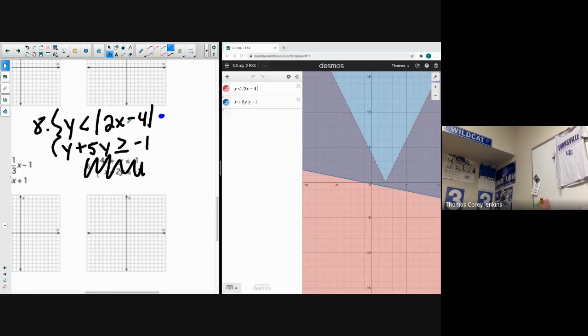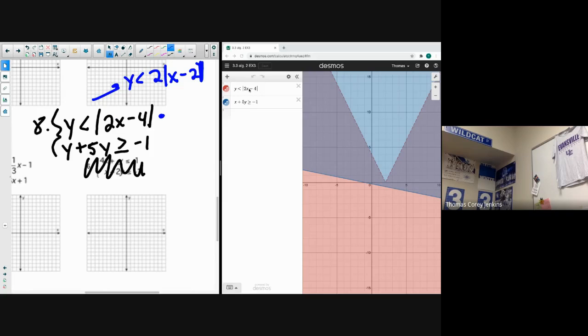So in order to graph this by hand, we'd have to think about rewriting this as y is less than 2 times the quantity x minus 2. Now I can look at that and tell, okay, that's 2 to the right, so my vertex would be at (2, 0), and then my slope would be 2. But if you don't want to go through all that, you could just type it in like you see it: y is less than the absolute value of 2x minus 4.